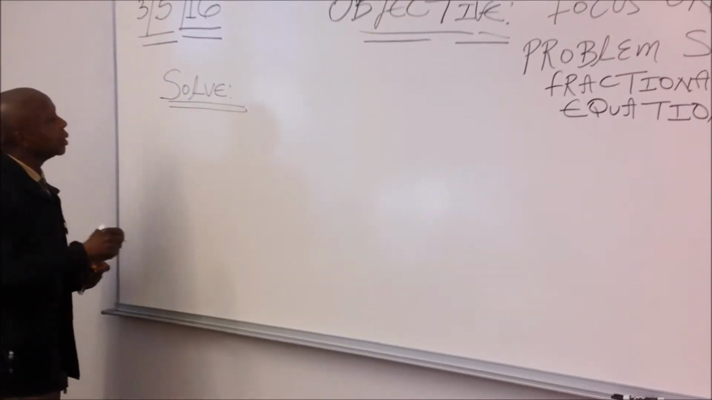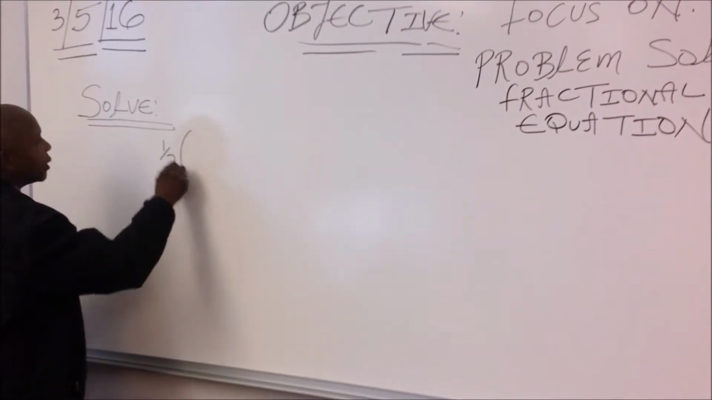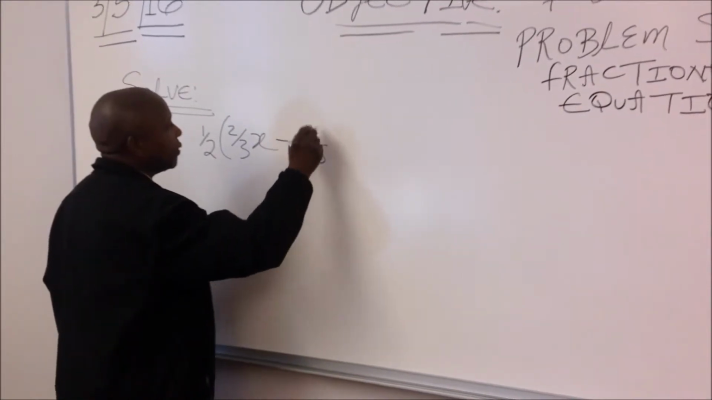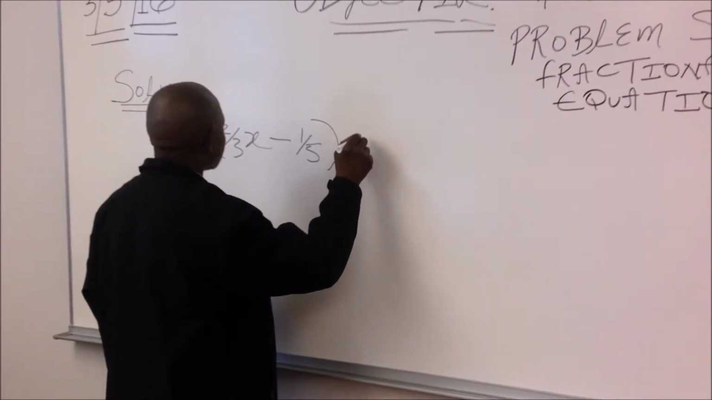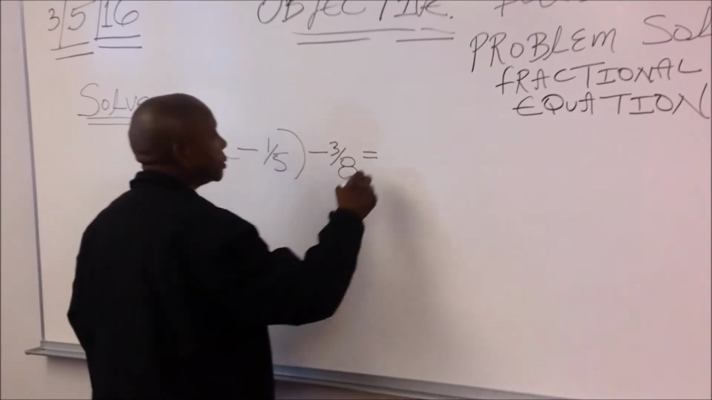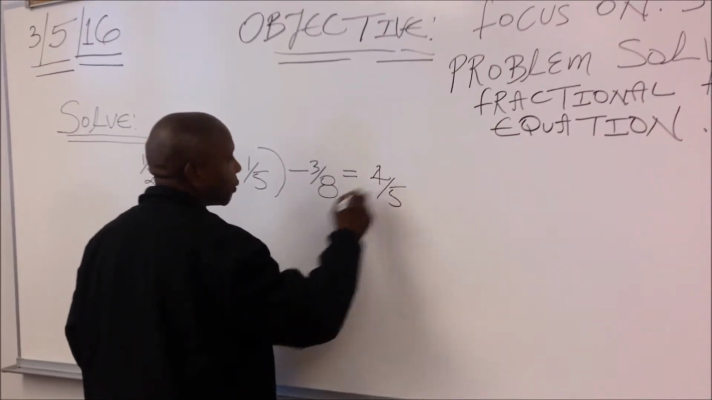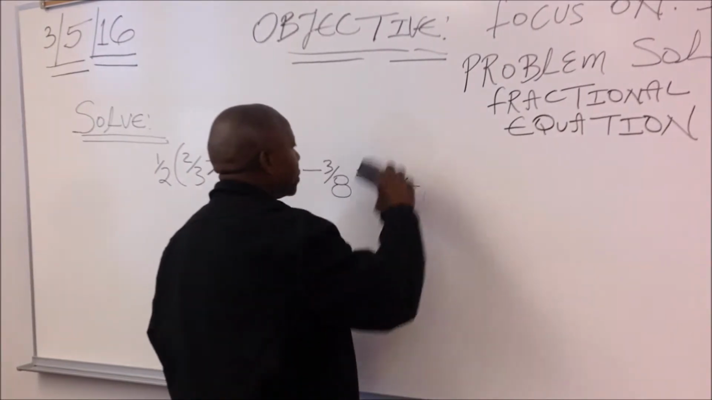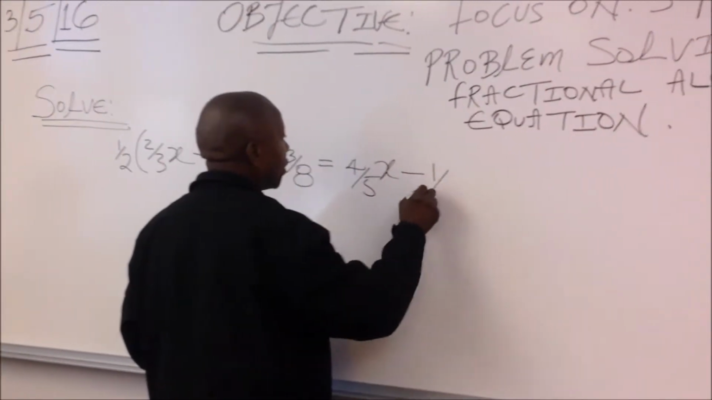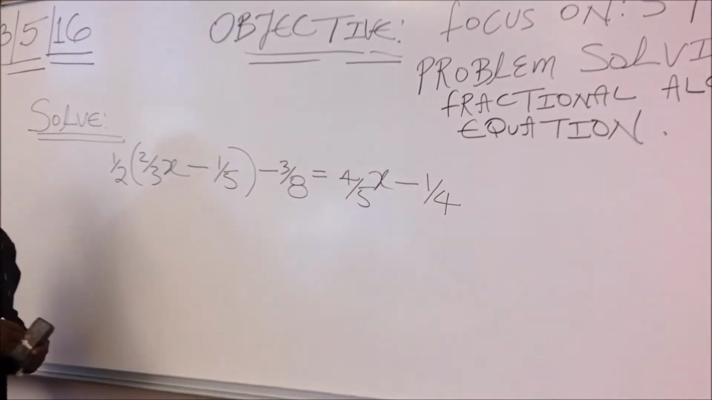So we're going to solve a problem of this form: given 1/2 (2/3 x minus 1/5) minus 3/8 equals 4/5 x minus 1/4. So this will be our problem of the day.